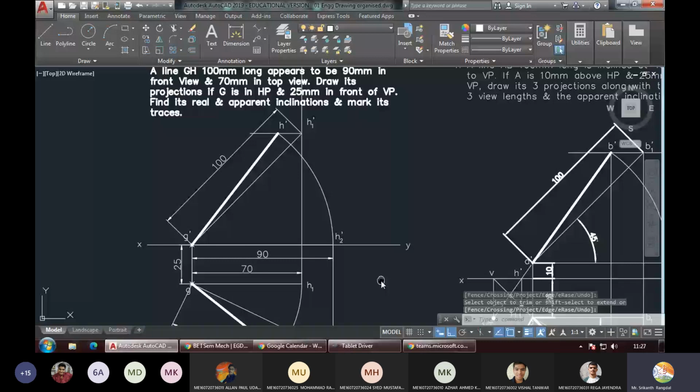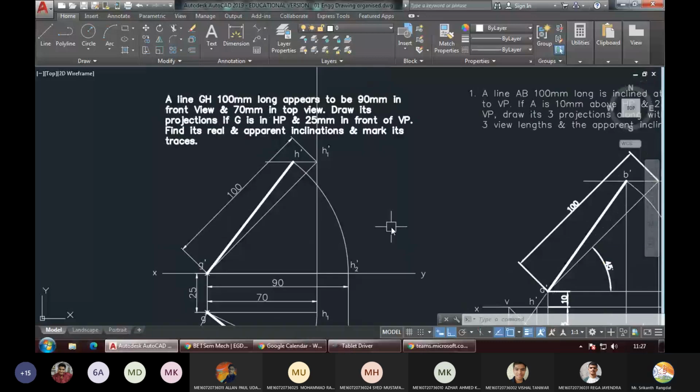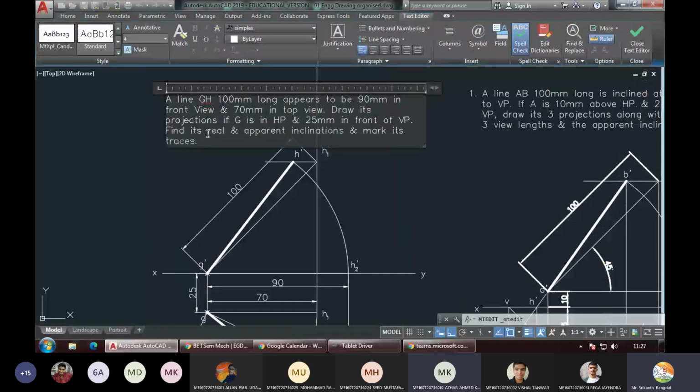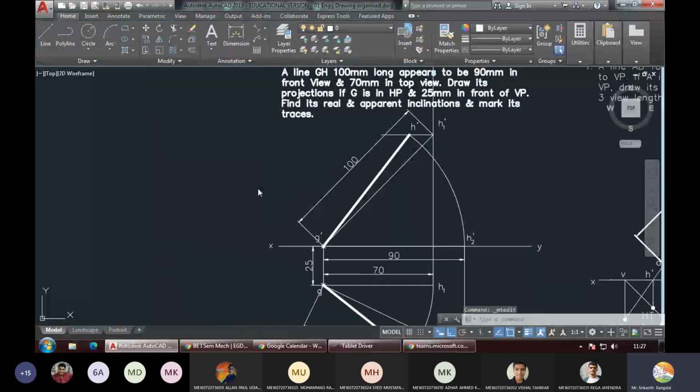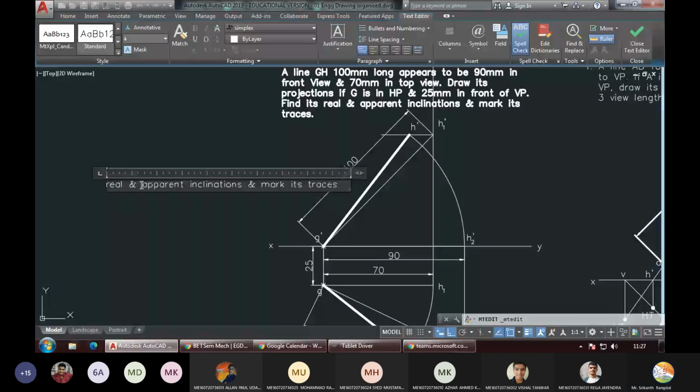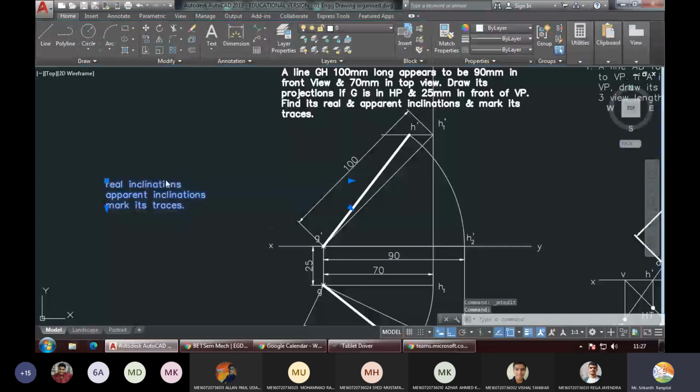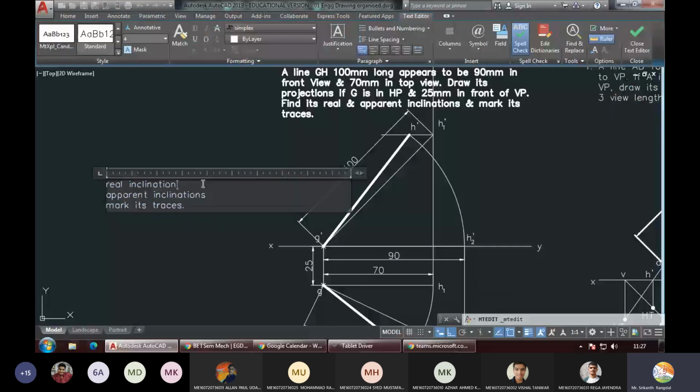So what is he asking now? What does he want to know? Traces. He wants the real and apparent inclinations. And we have to mark its traces also. So real inclination means real inclination with HP, and real inclination with VP.